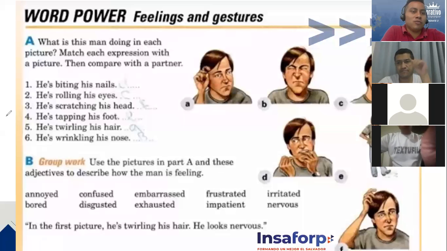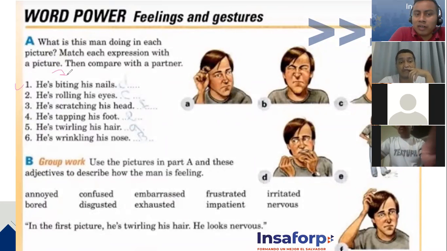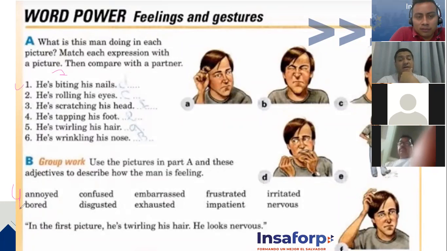Would you like to try, Julio, with the first one, please? Okay. He's biting his nails. Thank you so much. And when do you bite your nails, Julio? Do you do this? Do you bite your nails or not? You don't do it. And if you had to choose one adjective to describe this action, which one would it be from these ones? Which adjective do you think best describes biting?